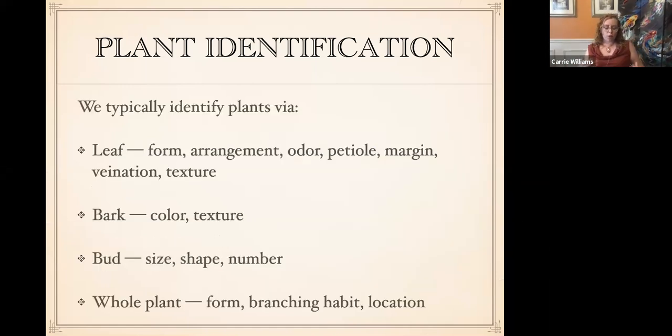So typically when we are talking about identifying plants, we are looking at the leaves, but also we're looking at things like the bark or the branching structure, the buds of the plant, both the leaf buds, flower buds, the entire plant. Maybe we're looking at the fruit. So we're looking at these different parts of the plant.